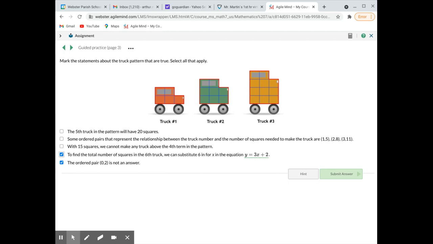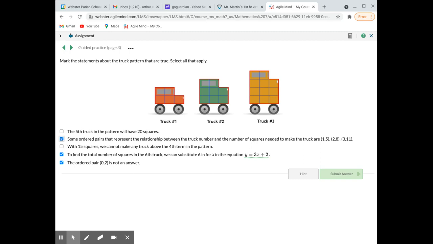Which one did she say? I don't want to say the exact same one. She said to find the total number of squares in the 6th truck, we can substitute 6 in for x. And then Tashandrik said the ordered pair 0, 2 is not an answer. One of my answers was some ordered pairs that represent the relationship between the truck number and the number of squares needed to make the truck are 1, 5, 2, 8. That does work. All right.